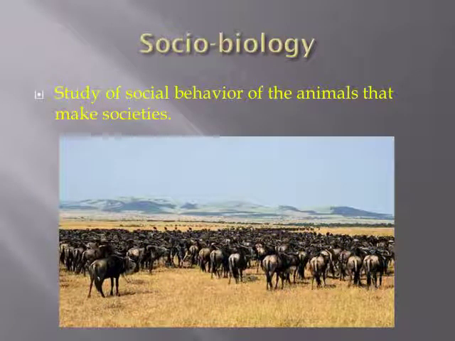And this is sociobiology, the study of social behavior of the animals that make societies. When we use the word society, the only living organism that comes to our mind is human being, that human beings only make societies. But this is not the right idea. Other animals also make societies. For example, honeybees and ants also make societies, and you can observe them very closely. So the study of the social behavior of the animals is known as sociobiology.